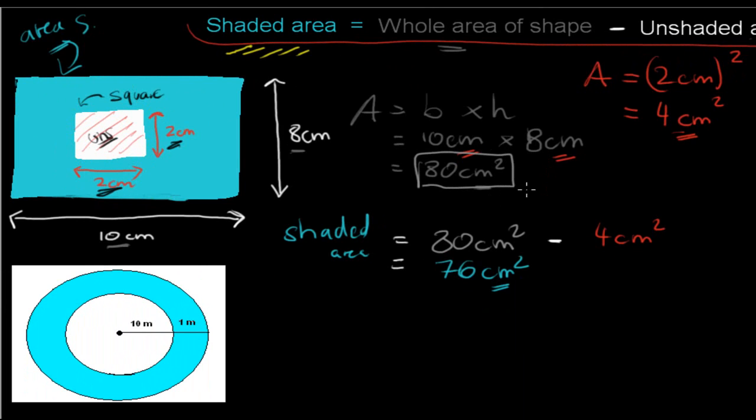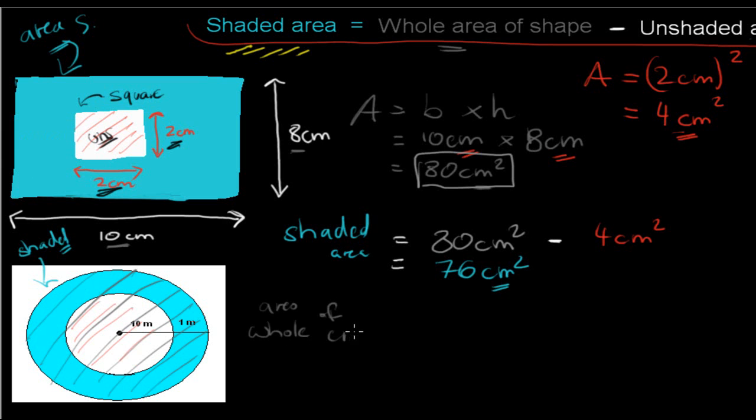So let's try another one, but this time with circles. So in this actual question, again we're trying to find the area in blue. That's the shaded area, and to do that we need to find first the whole. So the whole would have been this whole circle. Area of the whole circle would be the whole. But then we take away the unshaded, which would be the one in the middle. So to get the shaded, we have the whole. How do we get the whole? So the area of the whole circle. Remember your formula is pi times r squared.